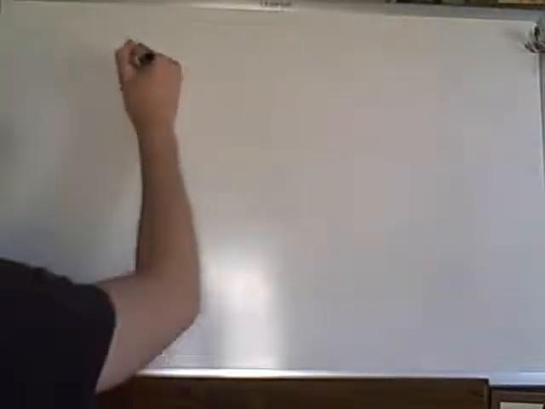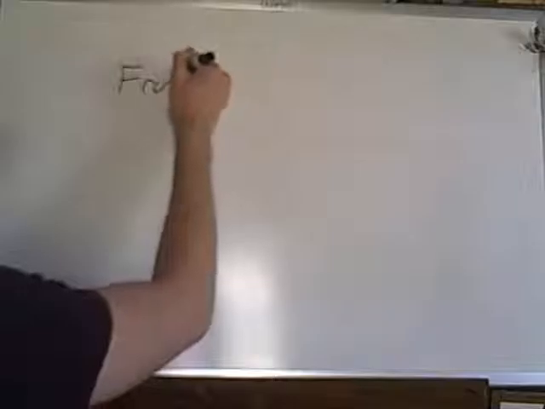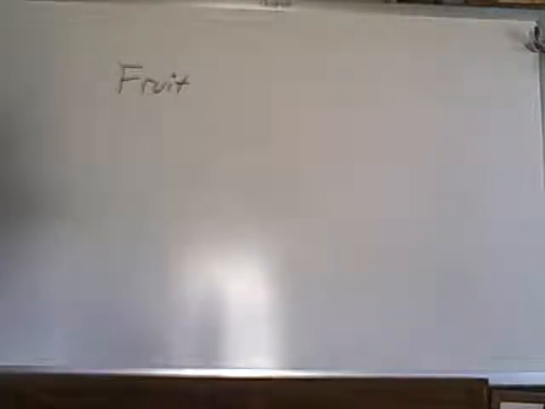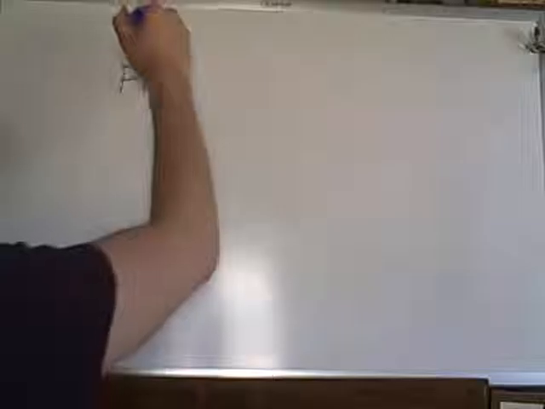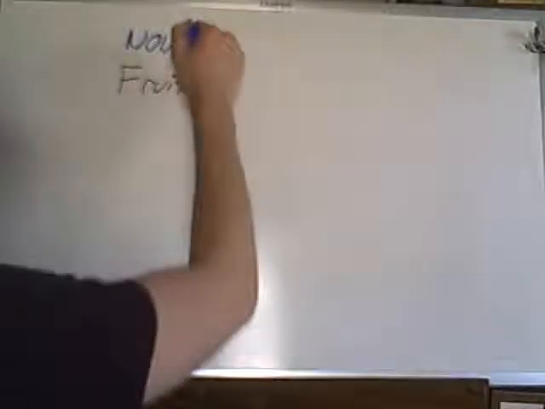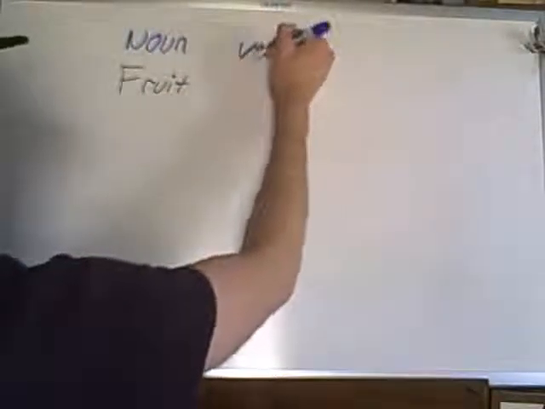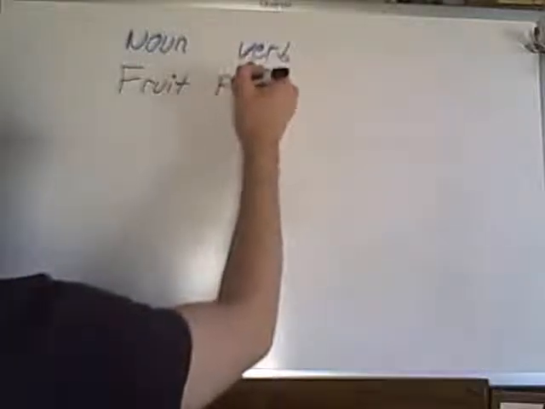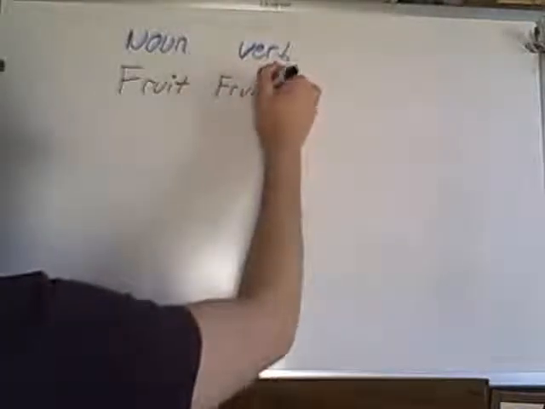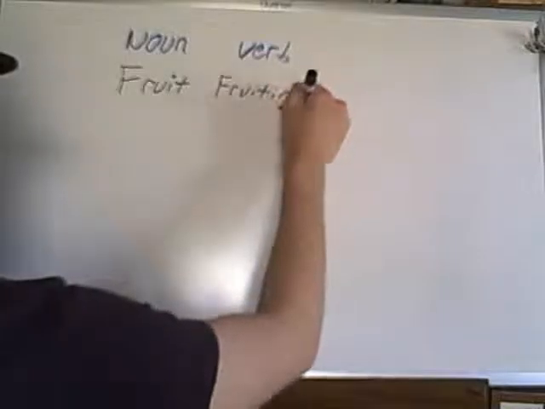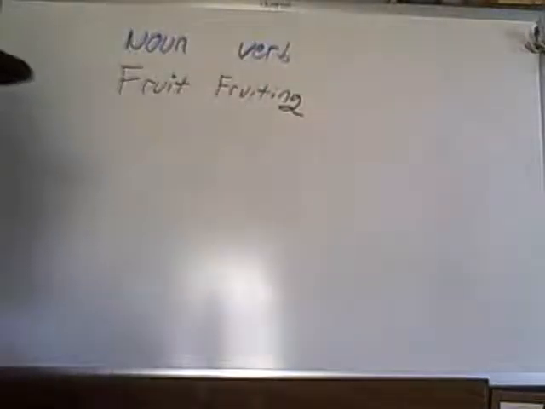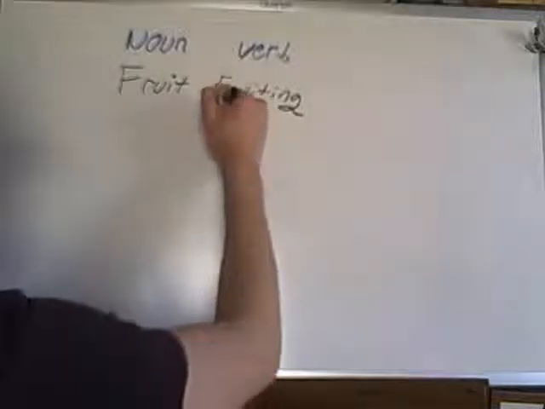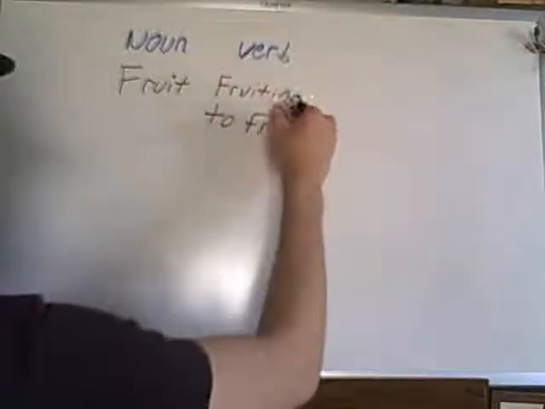Now, fruit is a noun. We like to grow fruit in our garden. Is there a verb form of fruit, though? There is. Fruiting is the process of producing fruit. We say to fruit.